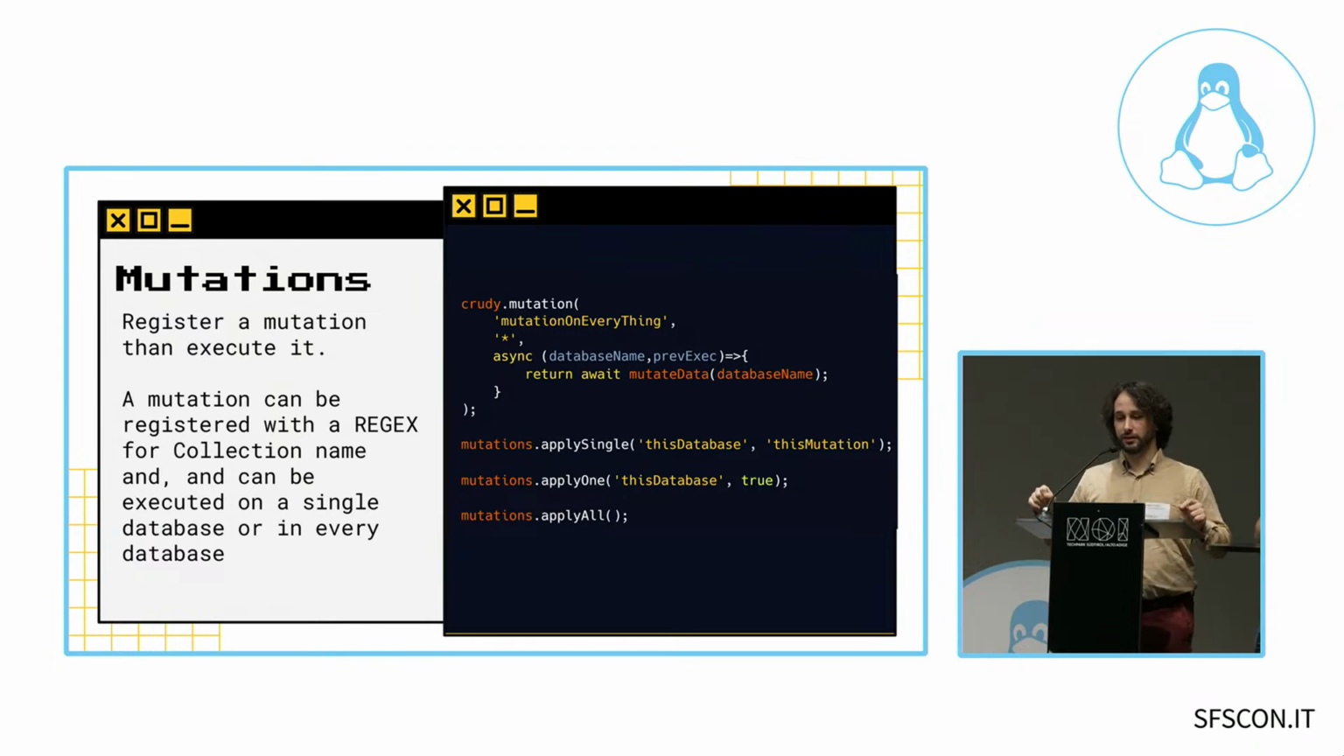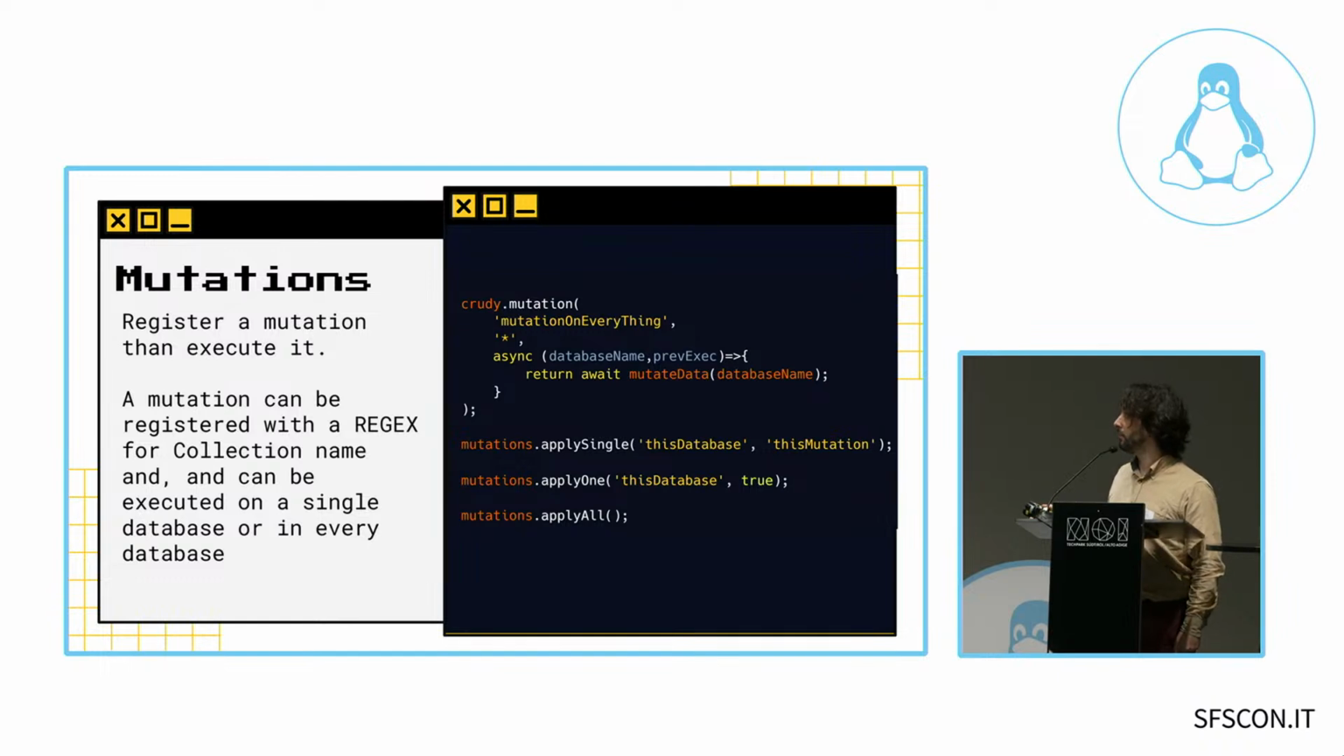The mutation. During the life cycle of your application, sometimes the data needs to be mutated on the existing data in your application. Let's say you want to add a new attribute to your user object, and then you need to make the existing users have that attribute with a default value. You can mutate the data already existing in your database with a mutation.